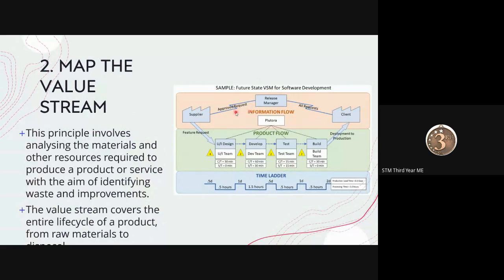You can see here approved requests and all requests. The client gives all requests to the list manager. The list manager approves certain requests and gives them to the supplier, and the supplier creates processes for the product flow into Plutora. Plutora is the inventory here, and from the inventory it is given to the client by means of an order from the release manager. So you can see the information flow there.